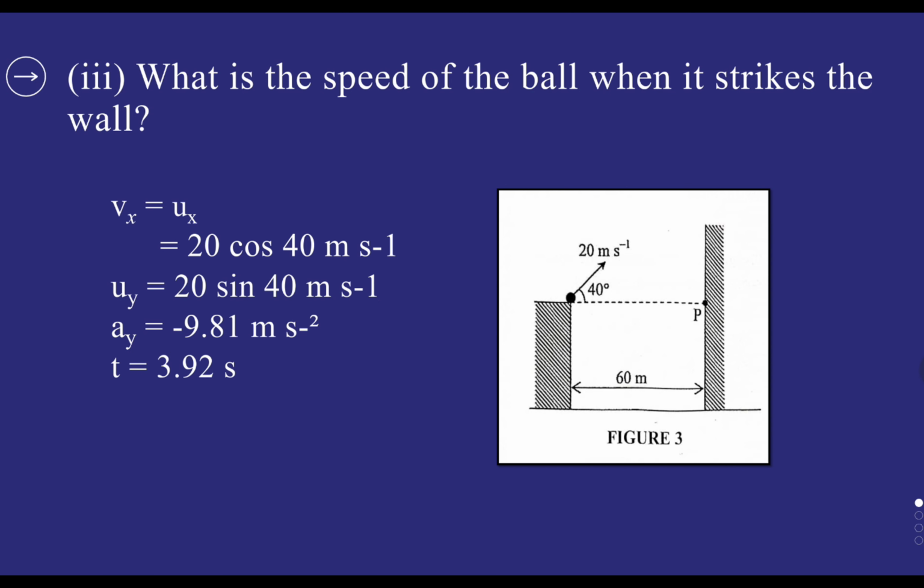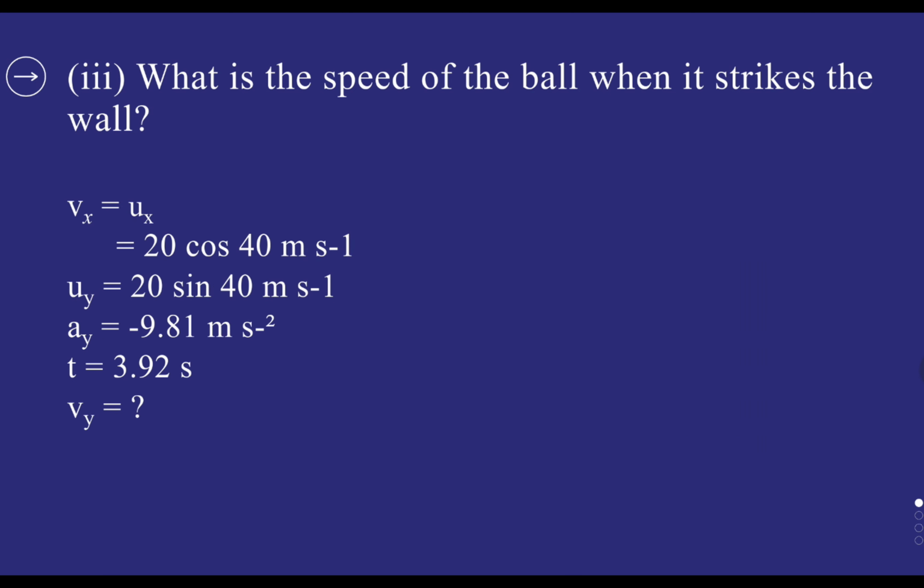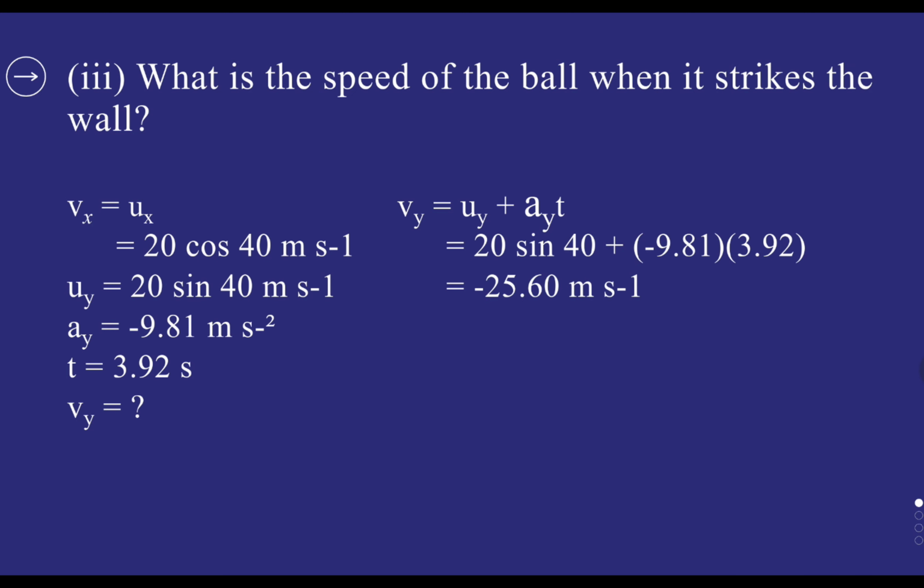And what we are going to find is Vy. By using the values given above, we can use the equation Vy equals Uy plus Ayt. So we just need to sub the values inside, which is 20 sin 40 plus negative 9.81 times 3.92. And you get the answer, negative 25.6 meters per second.